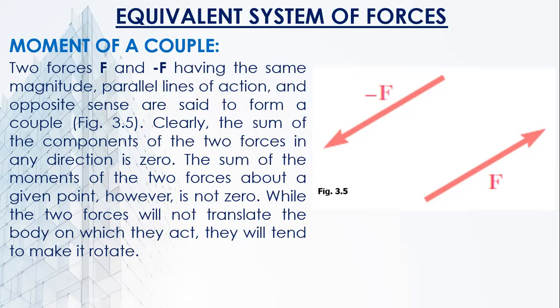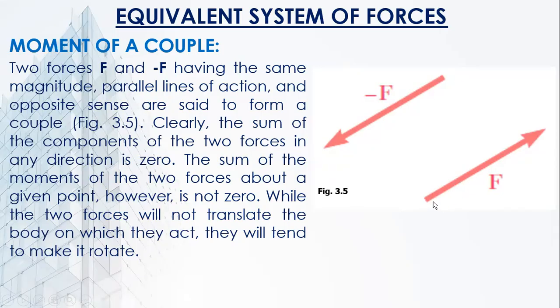Two forces F and negative F having the same magnitude, parallel lines of action, and opposite sense are said to form a couple, as shown in figure 3.5. Positive F is in the first quadrant, and negative F is pointing toward the third quadrant. They are equal in magnitude, parallel in line of action, and opposite in direction, opposite in sense. That is a couple.